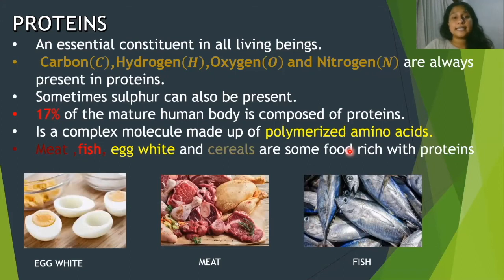Proteins are an essential constituent in all living beings, and they contain carbon, hydrogen, oxygen, and nitrogen always, and sometimes sulfur can also be present, right? Seventeen percent of the mature human body is composed of proteins, and a protein is a complex molecule made up of polymerized amino acids. So now we all know what polymerization is.